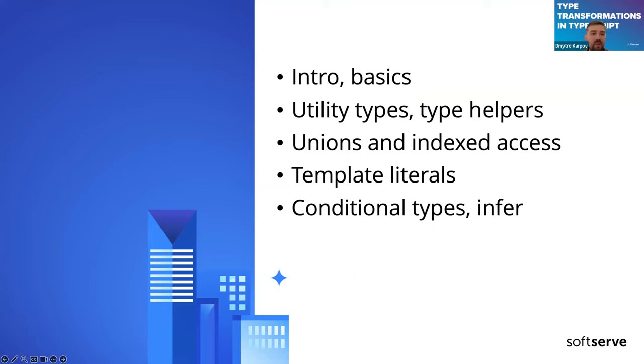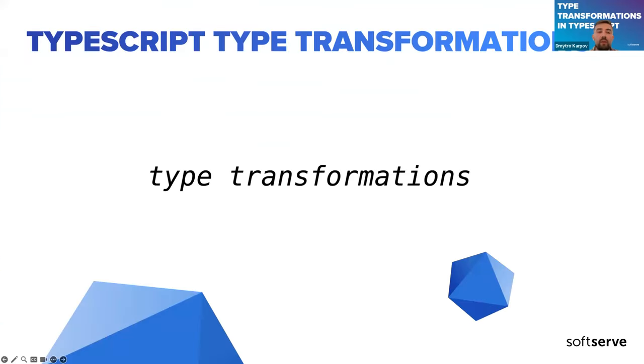Let's move on with this one. Basically, we will go through the basics and slowly pave the way to more advanced techniques. I have broken it down into main topics to list important features like utility types and type helpers, unions and indexed access, template literals and conditional types, infer keyword. Okay, we can move on to the next slide.